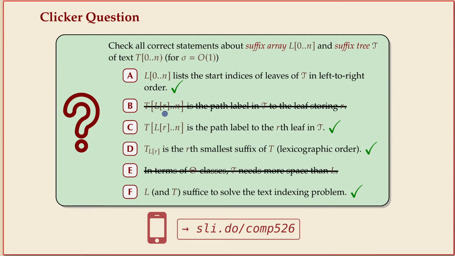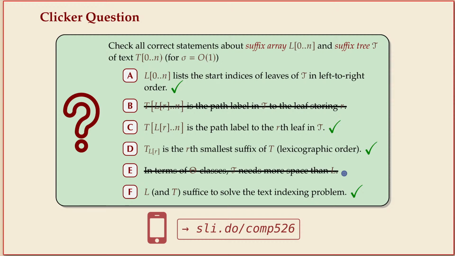The path label here, it's not the leaf storing R, but it's the rth smallest leaf, in lexicographic order. So it's kind of the other way around, and this one is the right answer. Another way to say that same thing is if you take the suffix that starts at position L of R, then that's the rth smallest among those.